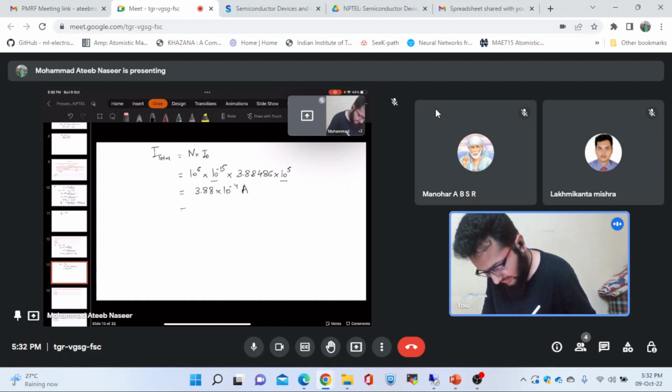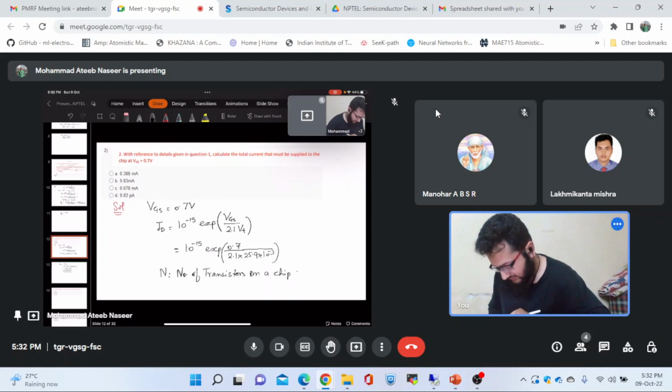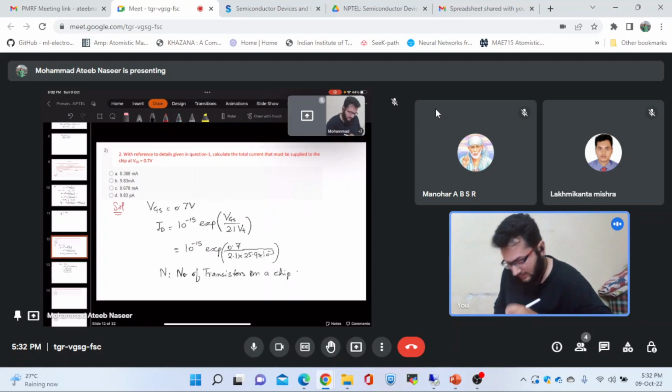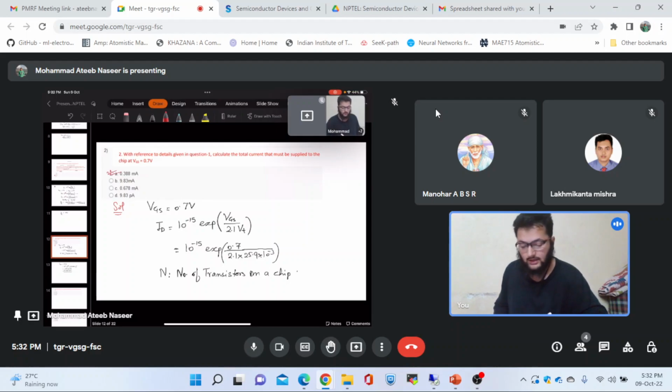So if I convert this into milliampere, this will be 0.388 milliampere. Now let us check down the options if it's matching with any one. Yes, it is matching with the first option. So we have got the total current that needs to be supplied for this chip at some gate voltage of 0.7 volt.